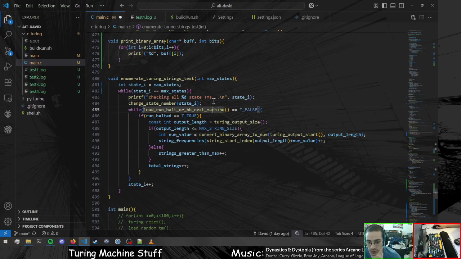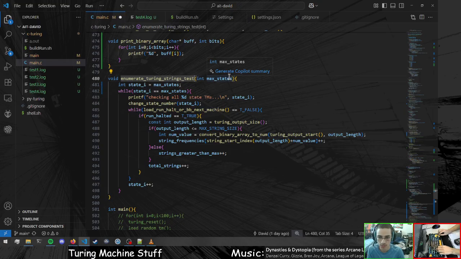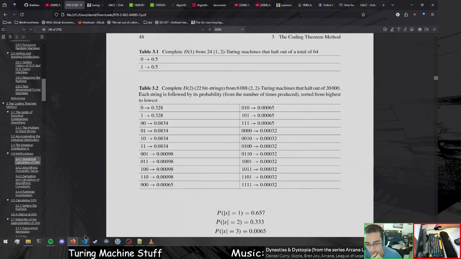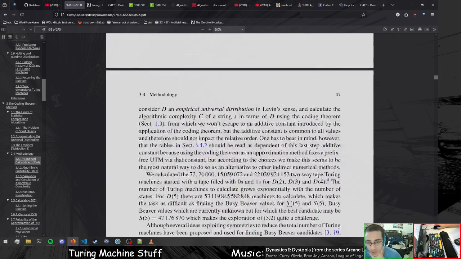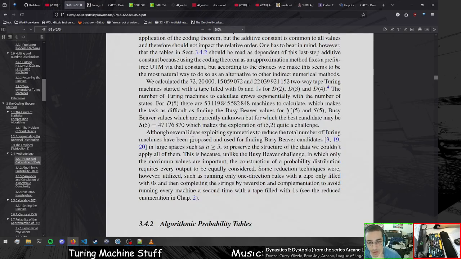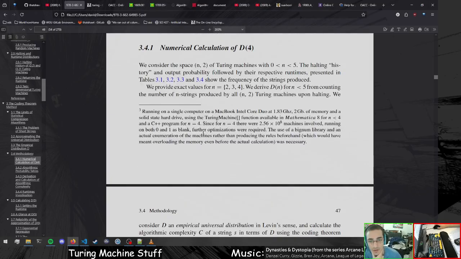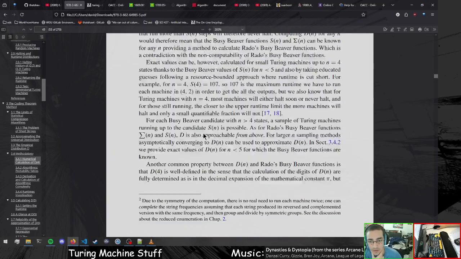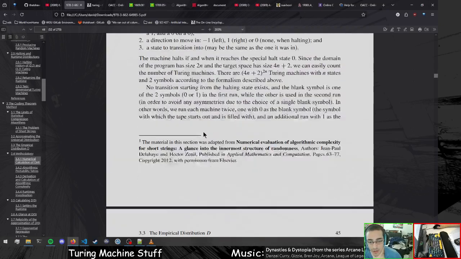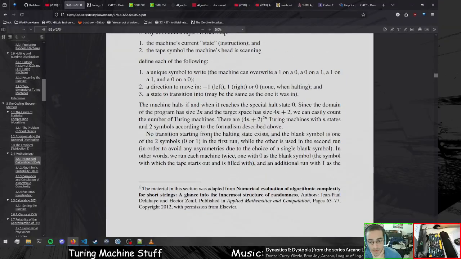Okay. So where do we do this? Here we load. We load, run, halt, or busy for next machine. I don't know what to do, guys. Why? I want to know though. Why did they do it with zeros and ones? Is that like a theoretical reason? They said it was because of like asymmetric, something with like the halting.